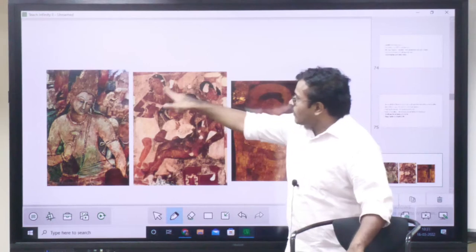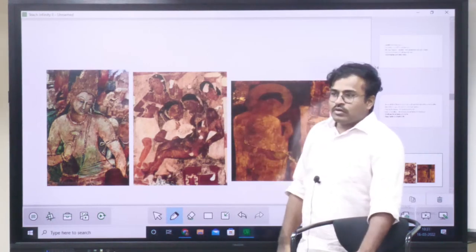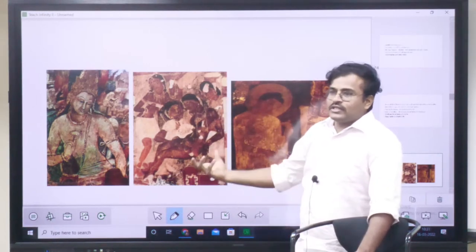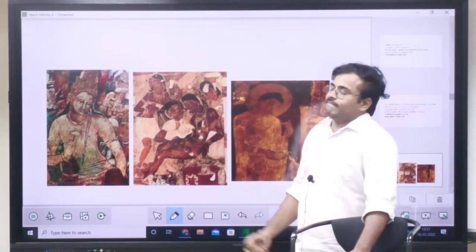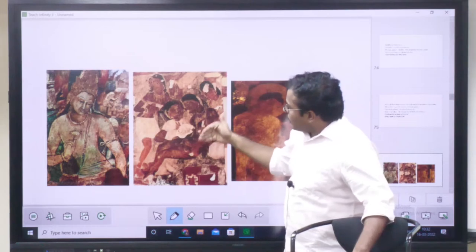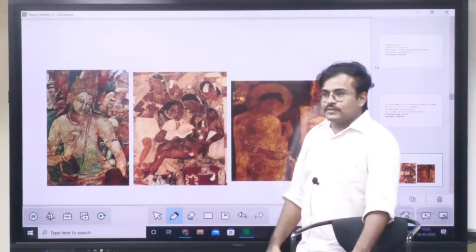Again, she is surrounded by her attendants. Because of some poisoning, she was about to die. Again, this painting is also present in the Ajanta paintings. And can you see the element of depth in the paintings?